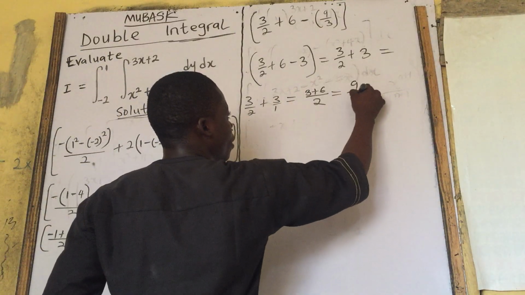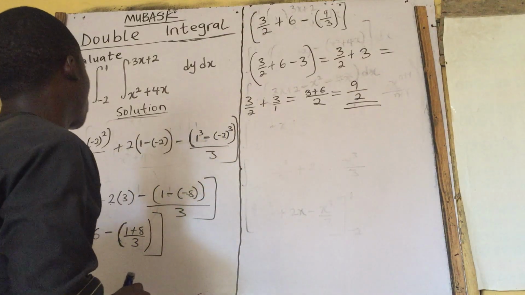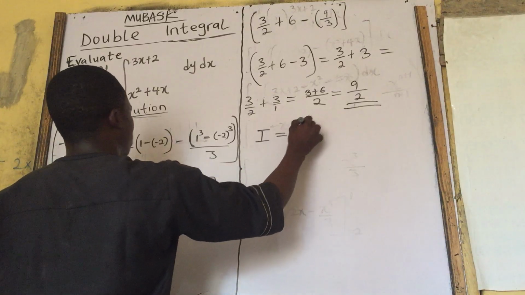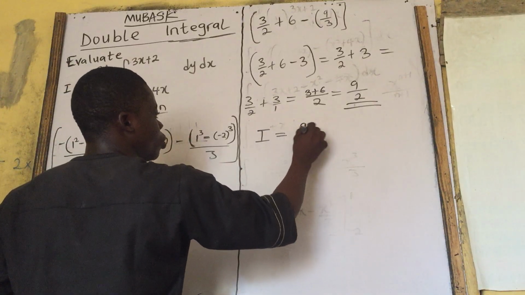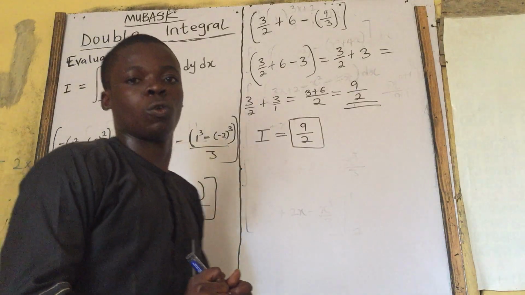9 divided by 2. This is our final answer for the integral. Also, I equals 9 divided by 2, which is our final answer for the question.